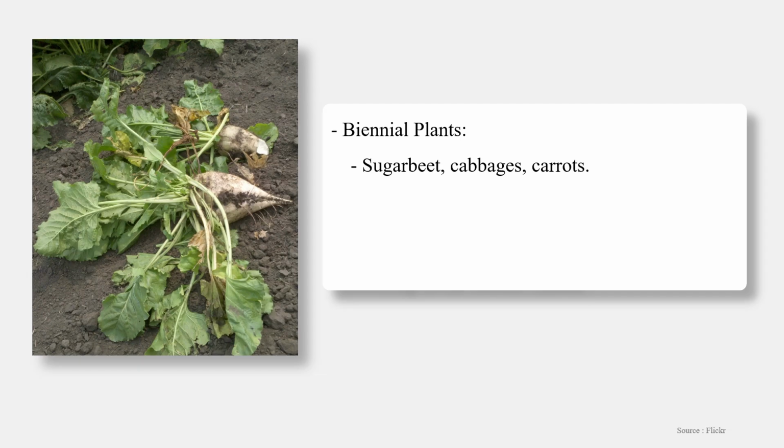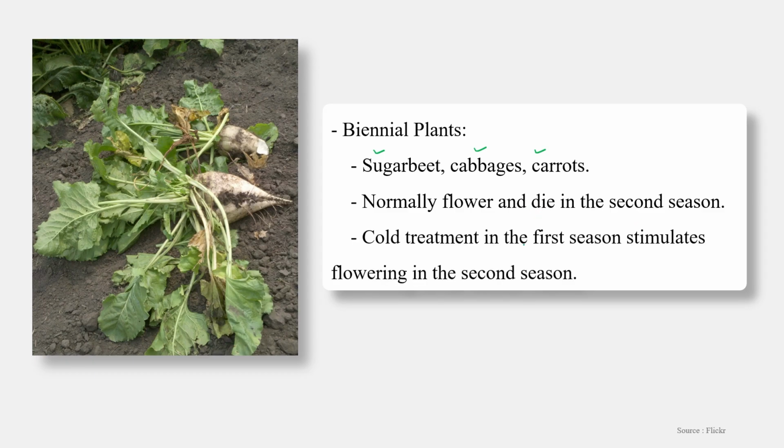Okay, so plants like sugar beet, cabbage, and carrot come under the biennial plant category. Normally flowering and seeding occur in the second season in biennial plants. So if we apply a certain kind of cold treatment in the first season, it actually stimulates flowering in the second season in some plants like sugar beet, cabbage, and carrot. Okay, so this is related to the plant growth regulators topic.